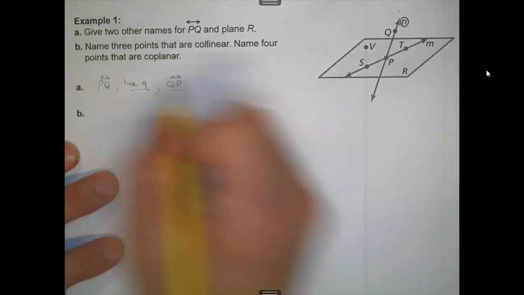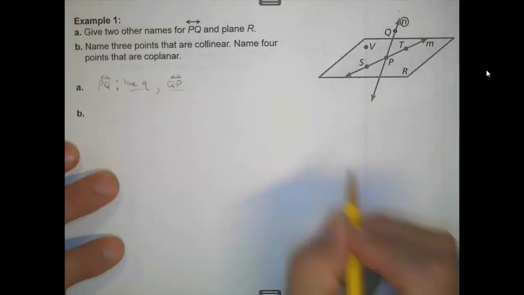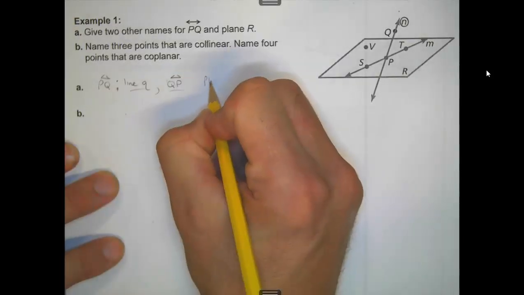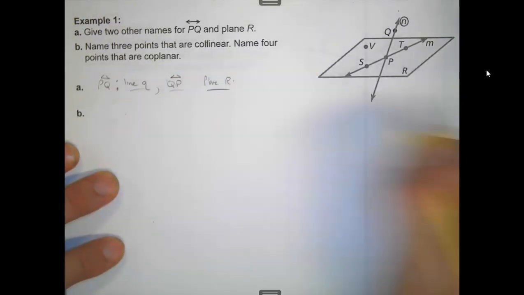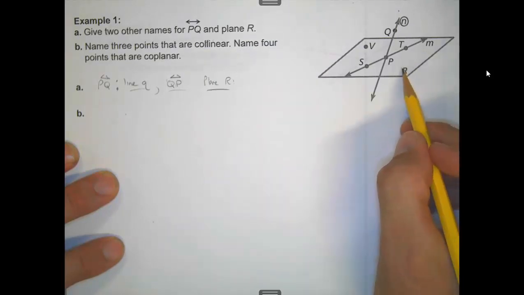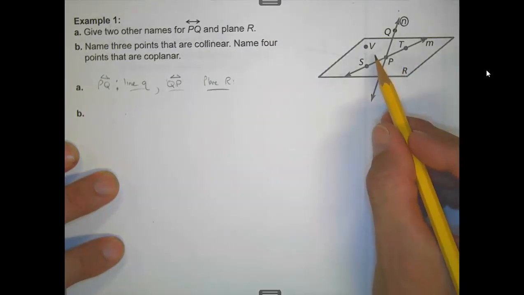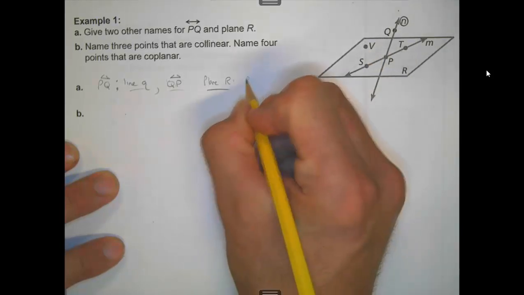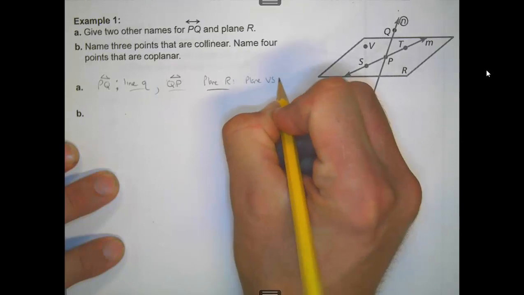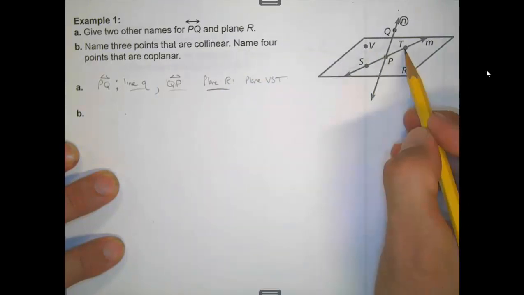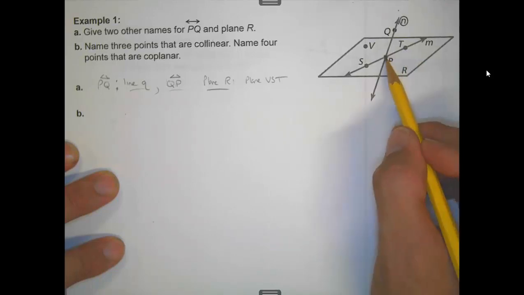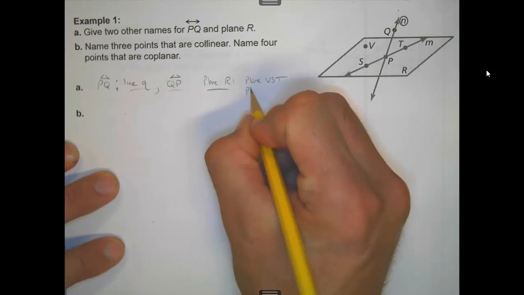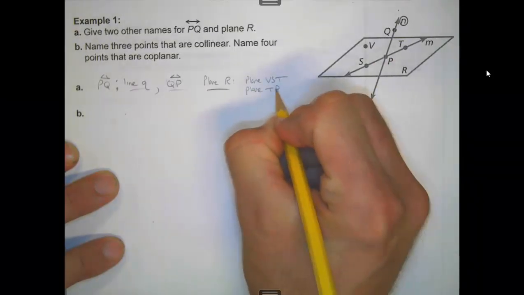And then as far as the plane, it's plane R. There are different ways to name plane R. You can use any 3 points as long as they're not collinear. So let's go VST, for example. So plane VST. Any 3 points on the plane will work as long as they're not in a straight line. So how about TPV? So plane TPV.